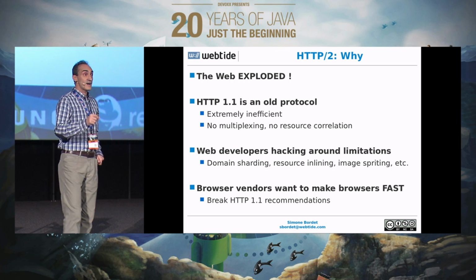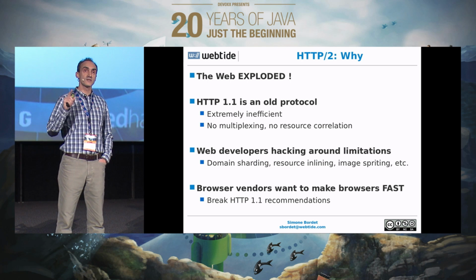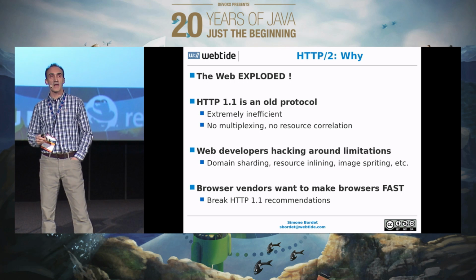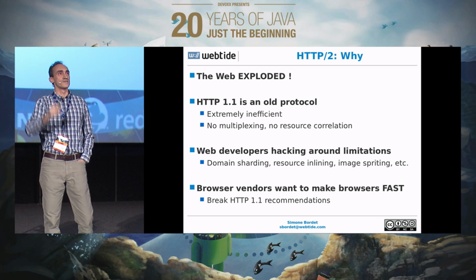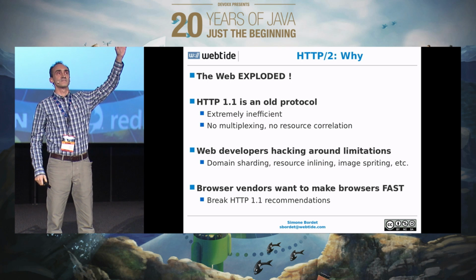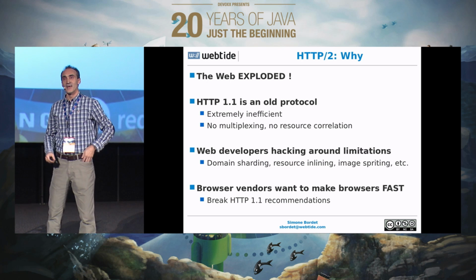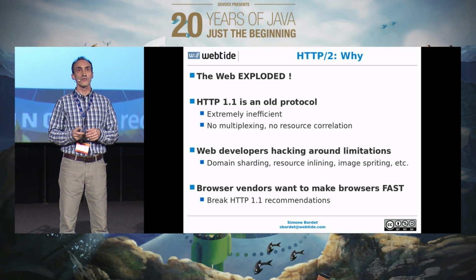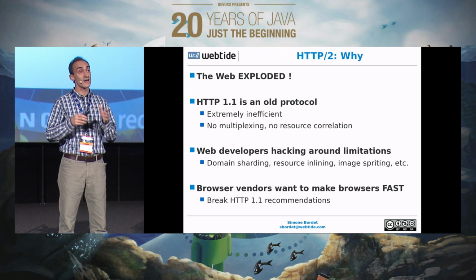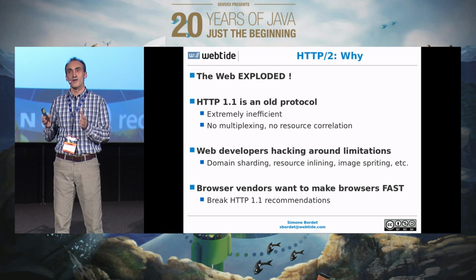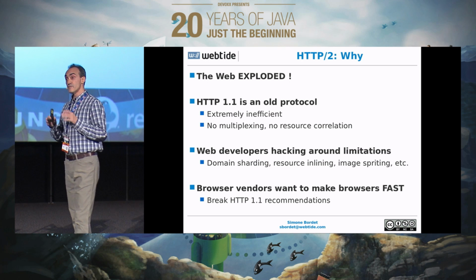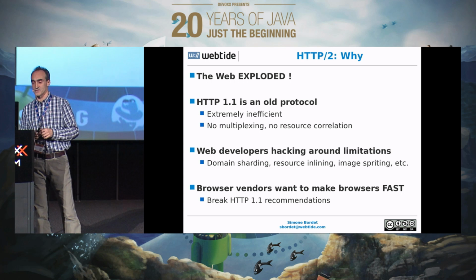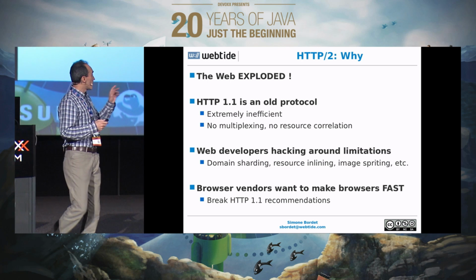Web developers started to hack around HTTP 1 limitations. Who in the room knows what domain sharding is? Okay, a few of you. Who knows what image spriting is? Many more, okay. So these two are considered today as best practices. If you go around and Google for those, they're considered best practices. They're not. They are just workarounds for limitations of the HTTP 1 protocol. If the protocol was better, you wouldn't need to do these workarounds or best practices. Why is that? I'll go into that in a second.